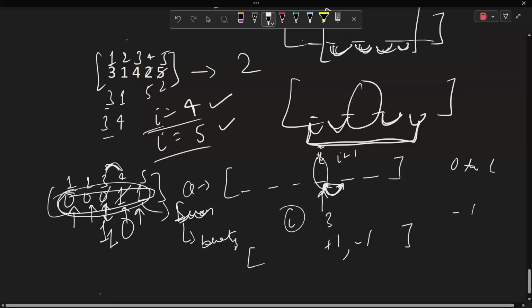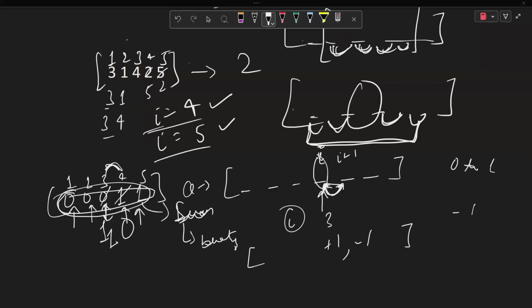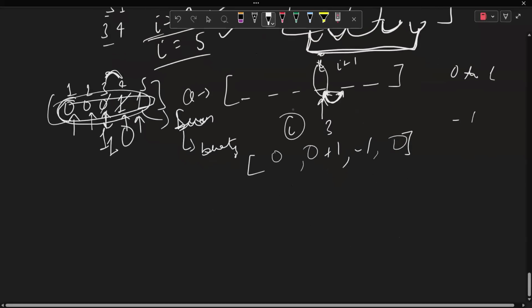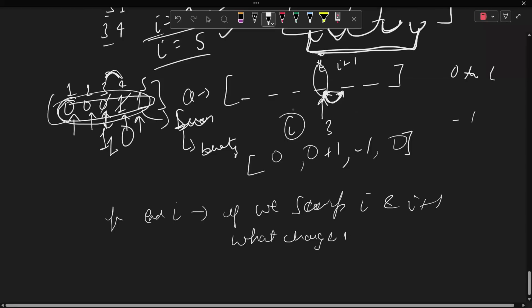So this is the first thing, that for each index, if no change is happening, we would store a 0. For each I, we would compute what change we make to our beauty if we swap I and I plus 1. That's what I would store for each I. So let's say I'm naming this vec.